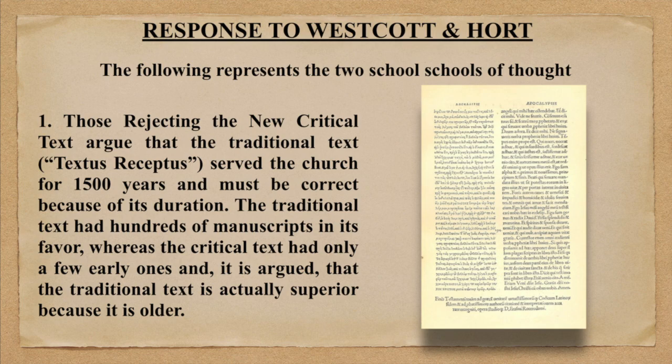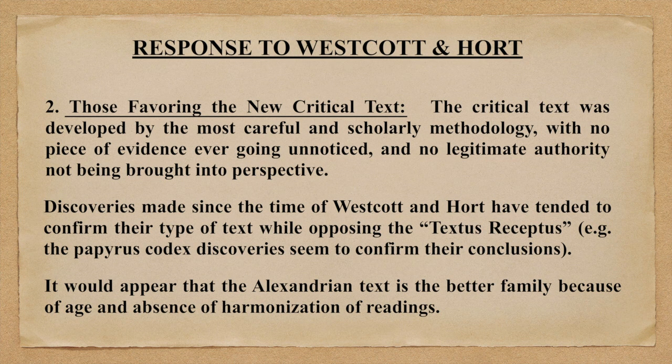The traditional text had hundreds of manuscripts in its favor, whereas the critical text only had a few early ones, and it is argued that the traditional text is actually superior because it is older. Those favoring the new critical text argue that the critical text was developed by the most careful and scholarly methodology, with no piece of evidence ever going unnoticed, and no legitimate authority not being brought into perspective.